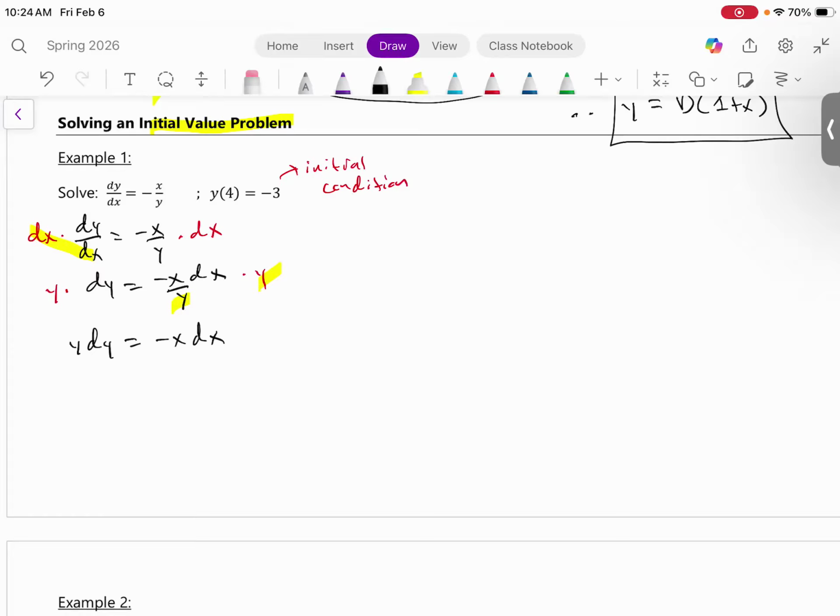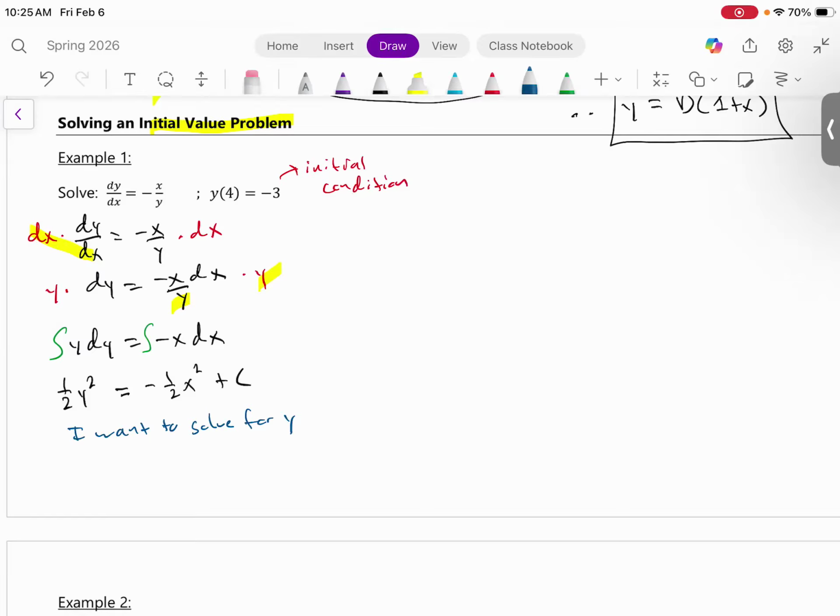And then what's the goal? We want to integrate both sides. So what I'll have is 1 half y squared equals negative 1 half x squared plus c. Okay, but I want to solve for y.